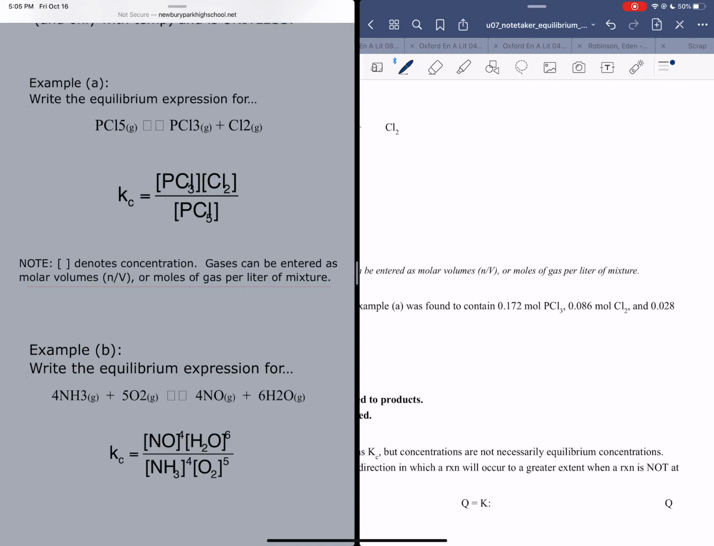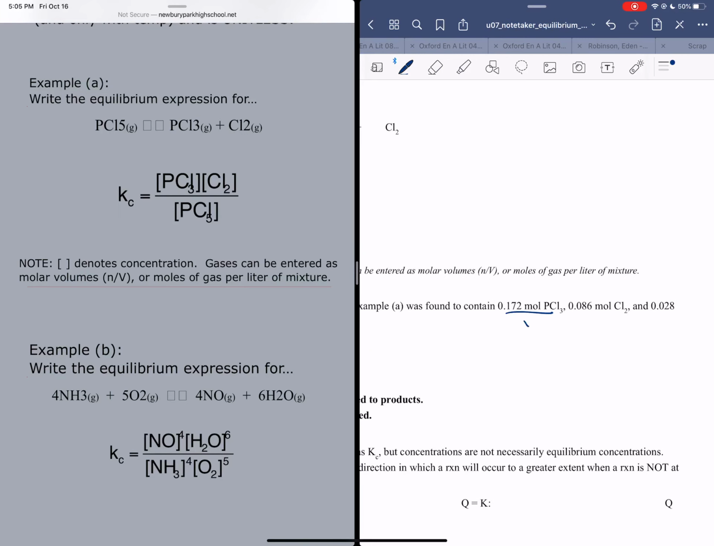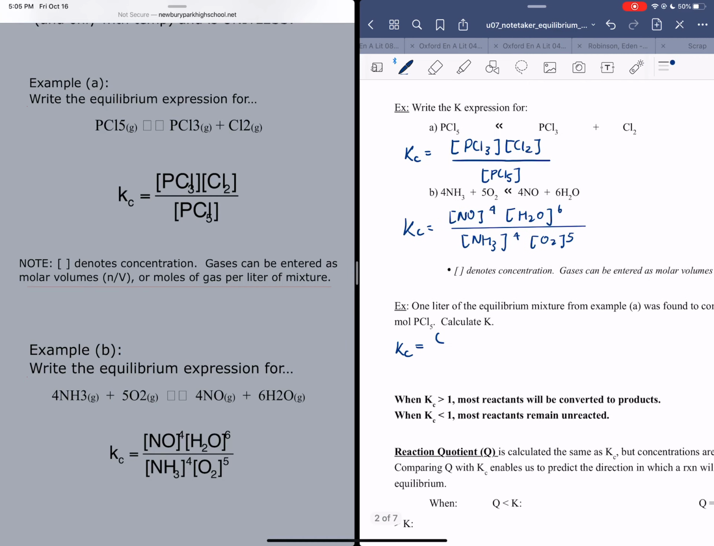Another thing to note is that when we're using concentration and it gives us mole, we need to find moles per liter, or moles per decimeter cubed. And to do that, we need to see what the volume of our reaction chamber is, and we divide all our mole values by the volume. Sometimes IB will give you a container which isn't 1 liter, and unfortunately, if you don't do the whole molar calculation, you won't get the Kc right.